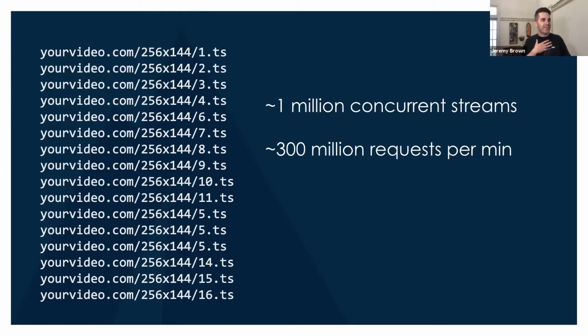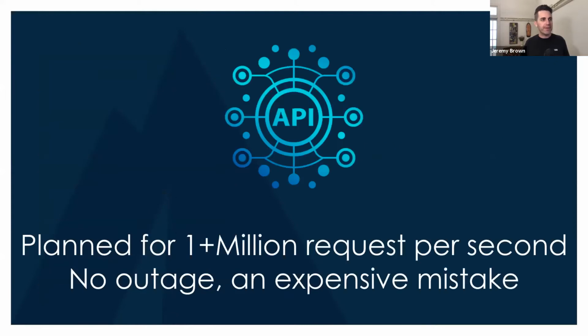If we had 1 million concurrent streams running right now, we'd have 300 million requests a second. I'm basing that on my 1 minute of watching a video. It's a good enough example. So 300 requests a minute is a lot of requests on an API. So we wanted to build EPG API for 1 million requests per second, and we didn't want to have an outage. We didn't want to have an expensive mistake.